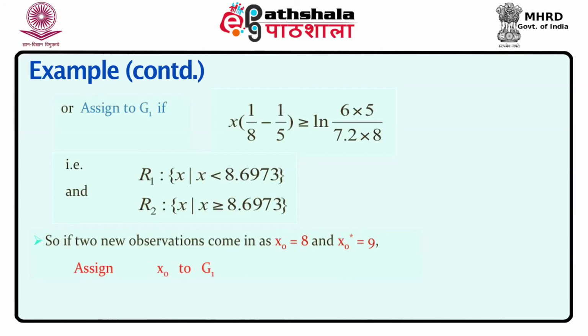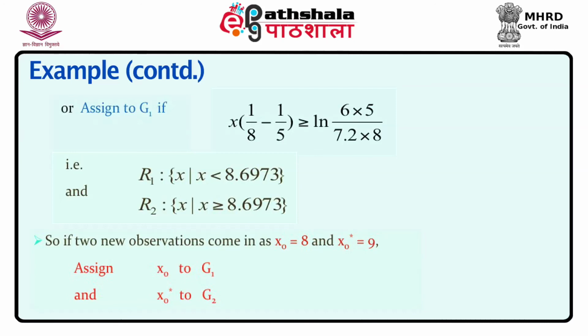We assign x0 to G1 because x falls in the R1 region. 8 is less than 8.6973. It falls in the R1 region, and hence x0 is assigned to G1. As for the second observation, x0 star, this is 9, which falls in the R2 region, being greater than or equal to 8.69, and hence we assign x0 star to G2. This is how we assign the individuals once we have decided on the R1 and R2 regions.